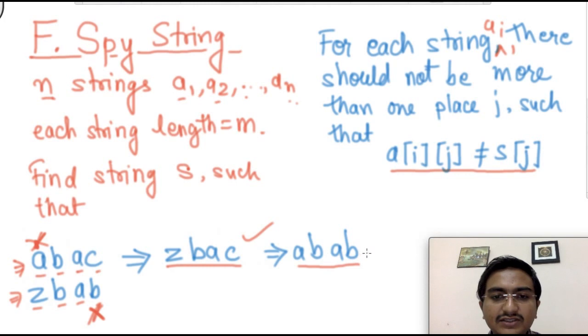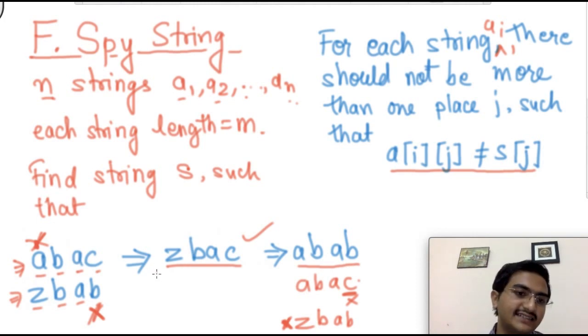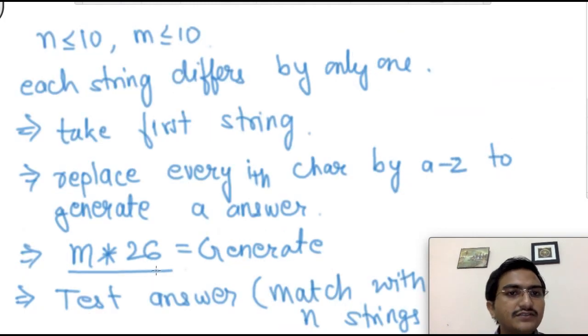Similarly, the given solution in the question was ABAB. If we compare ABAB with ABAC, only the last character does not match, and with ZBAB, only the first character does not match. So basically you just have to find a common string such that this holds. So this question was easy.